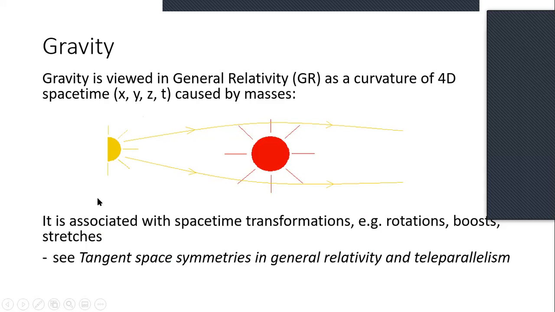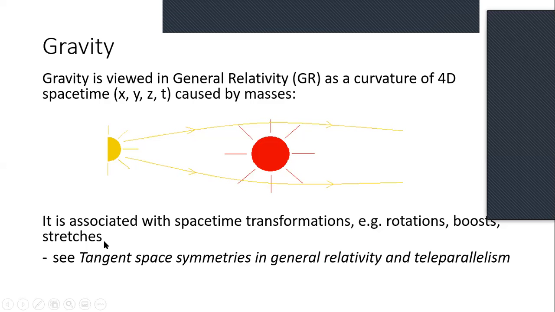And gravity is associated with space-time transformations. For example, the rotations we were looking at just now, or boosts or stretches. A boost is basically where you have two reference frames moving with respect to each other. So that's moving from, for example, my point of view to the point of view of somebody driving or running past me at a fixed speed with respect to me.